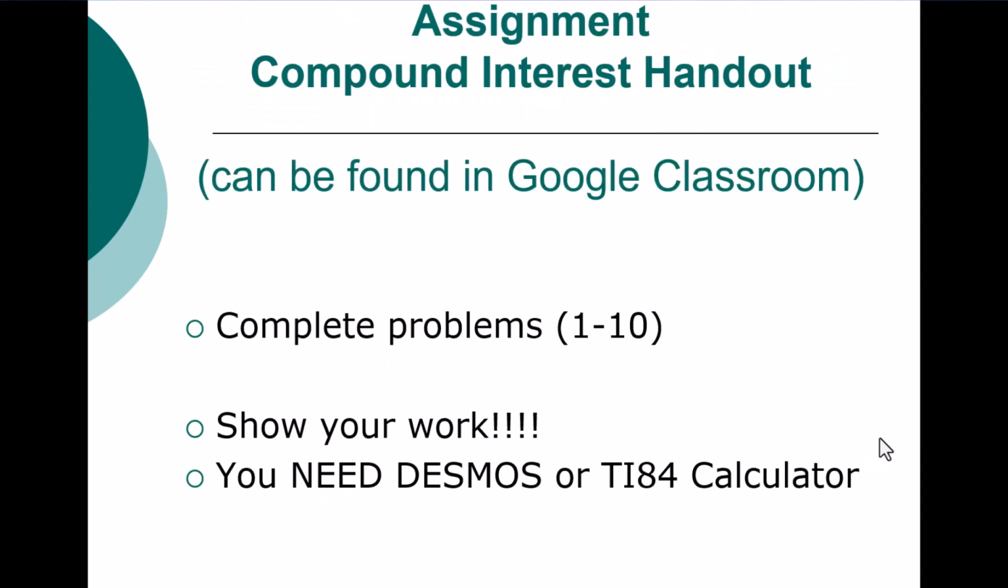All right, your assignment is the compound interest handout. It can be found in Google Classroom. Complete problems 1 through 10. Show your work. You need Desmos. You need a calculator. You can't do this without a calculator.